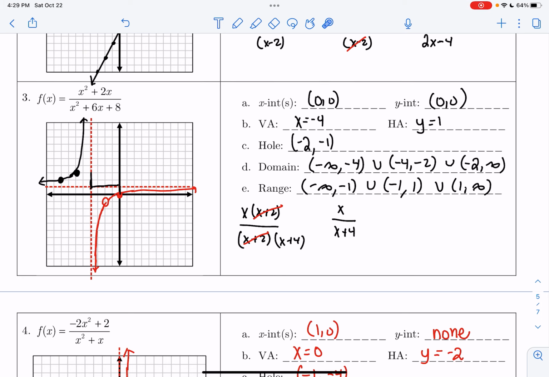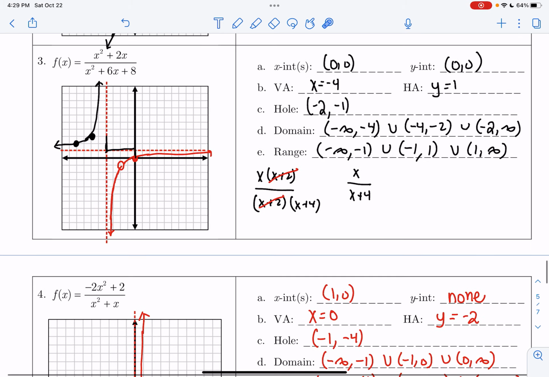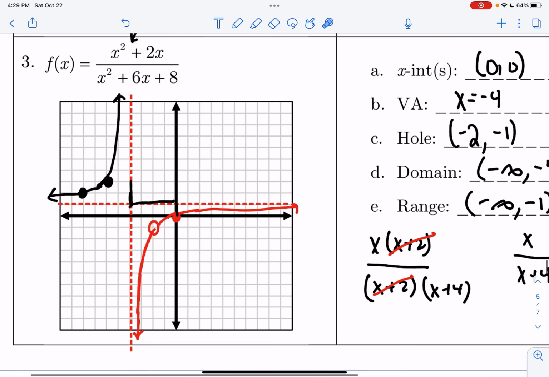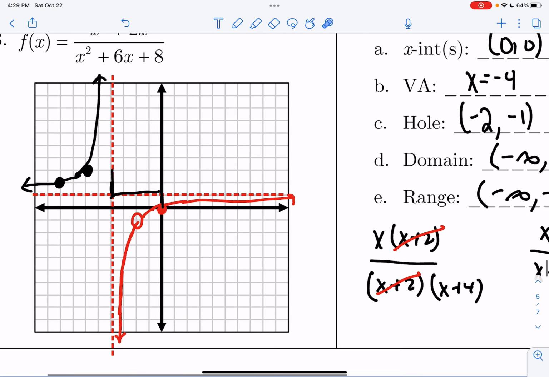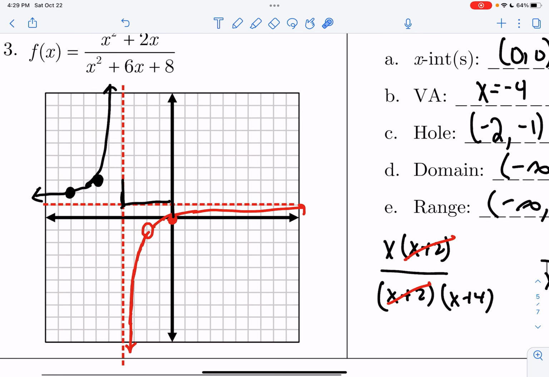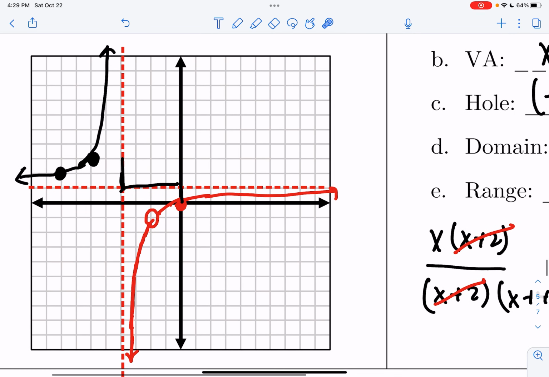Now, one thing to note is that if you were given a graph like number 3, like this, and I didn't give you the equation, how would you give me the equation for it? One way to do that is basically work backwards by finding your x and y intercepts, finding your horizontal and vertical asymptotes, and finding your hole, and all of that good stuff.